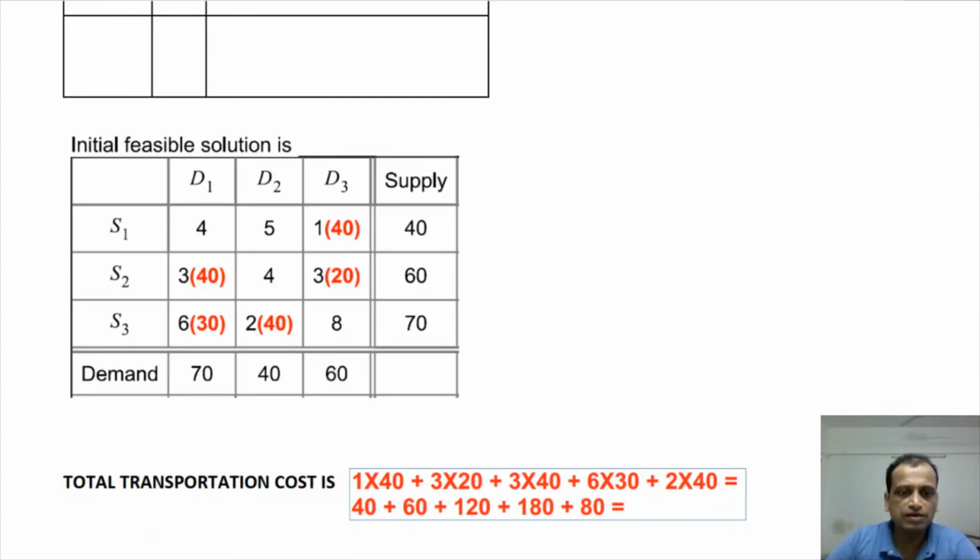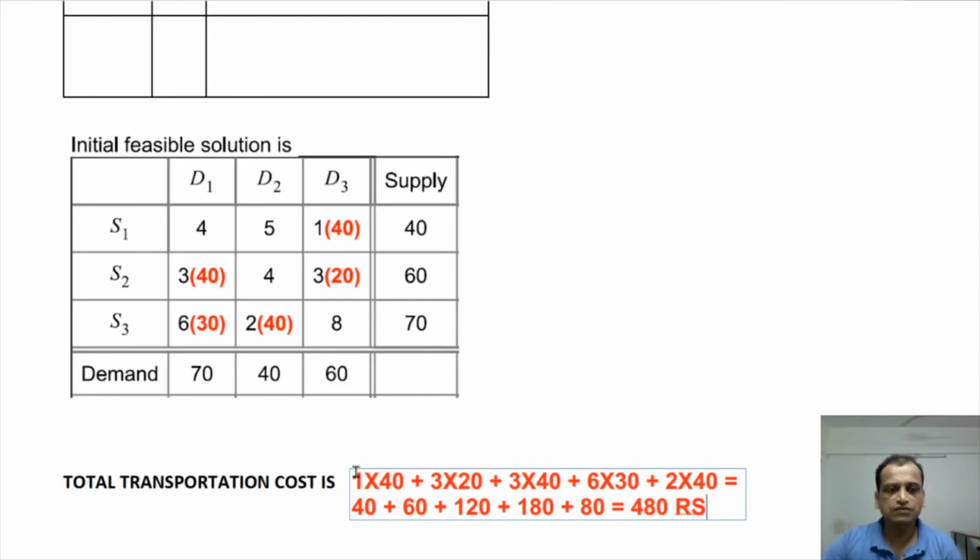If we add all of them, 40 plus 60 plus 120 plus 180 plus 80 is coming out to be 480. Clear? So let's write down 480 rupees.